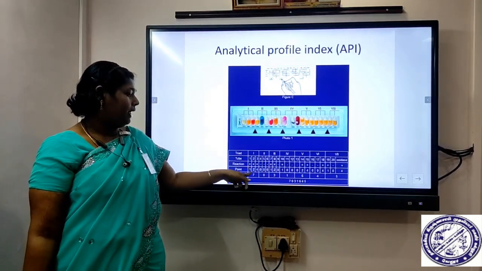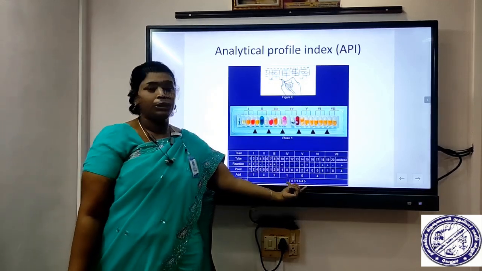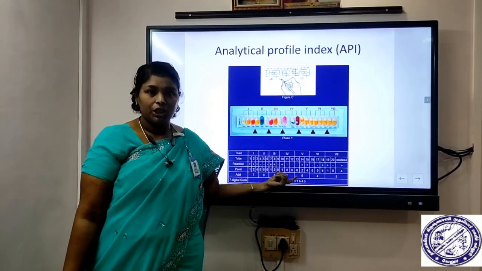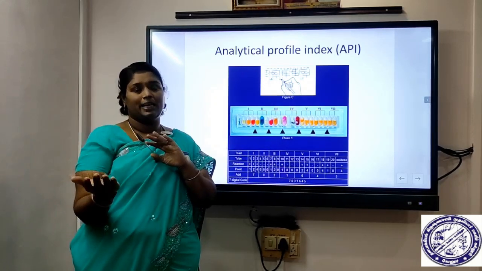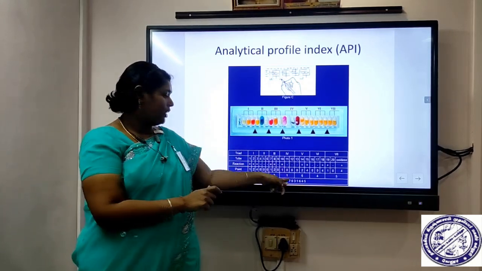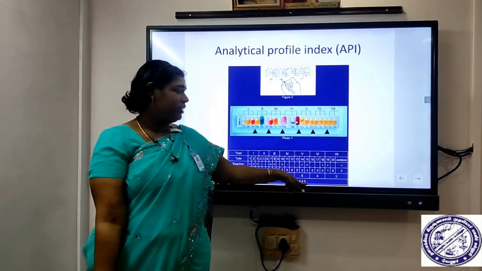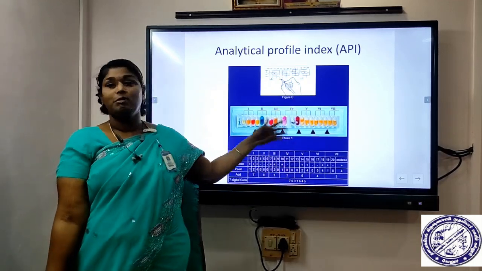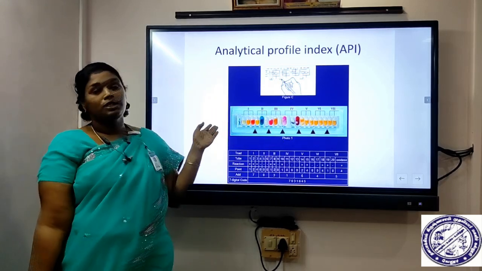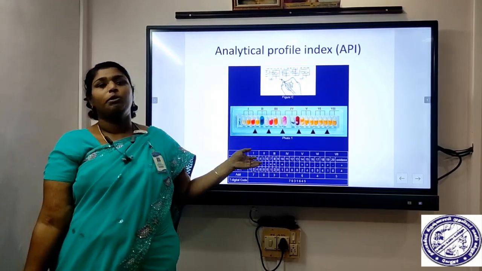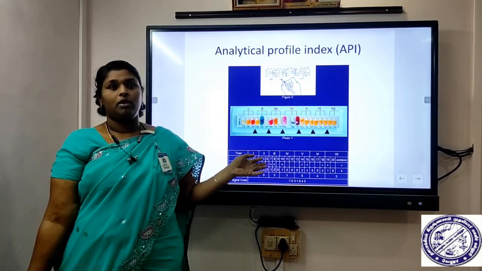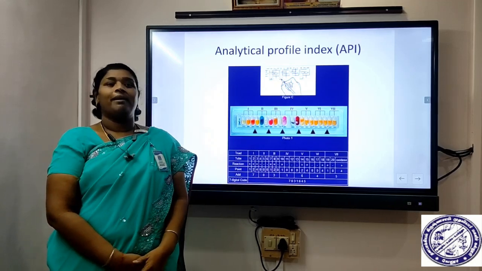That points will be added and converted into a digital code. That digital code will be compared with the standard chart. The finalized digital code will be converted into the organism. With the help of the digital code, we can detect the organism easily. This is the advanced form of biochemical test we can do in laboratories. So, that's all about biochemical characterization.